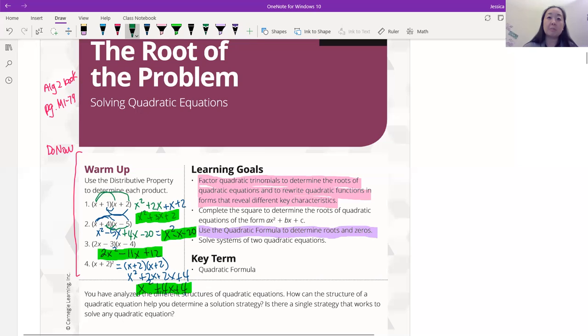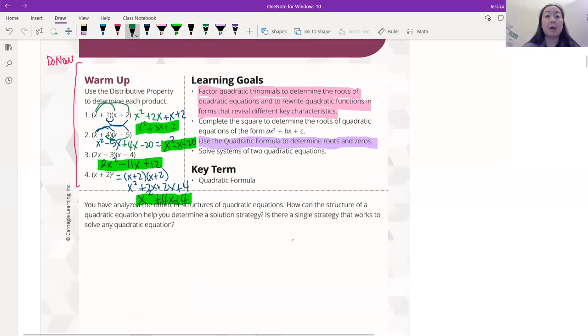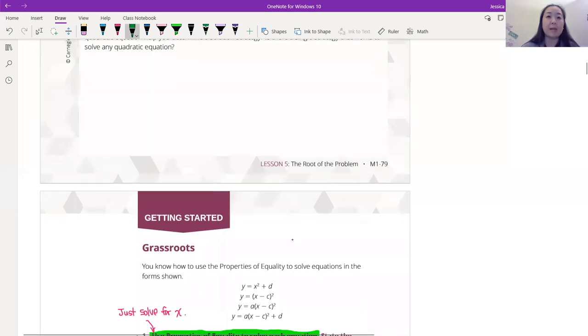Today, your learning goals are going to be to factor quadratic trinomials so that we can find the roots, right? Because when it's in factored form, that tells us what the roots are. And then the quadratic formula, when we can't factor. There's the completing the square way, but that is not so useful. So these are the two main ways that people use to solve for x, other than the normal way that we know.